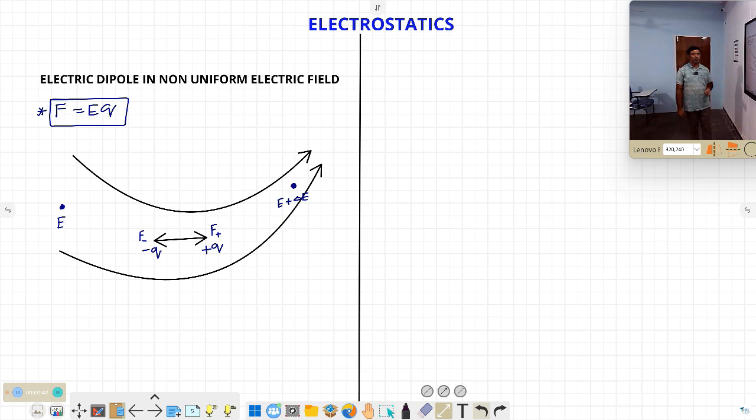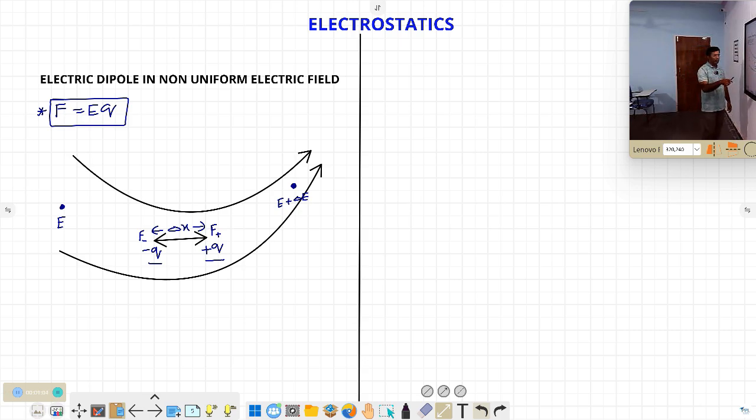But in the case of a dipole, how many charges do we have? Two charges. You can see the diagram here. I have taken two charges, one is minus Q, the second one is plus Q. Both are separated by a small distance, which we are taking as delta x, that is nothing but 2L. So whenever two charges are separated by a small distance delta x, that is called a dipole.